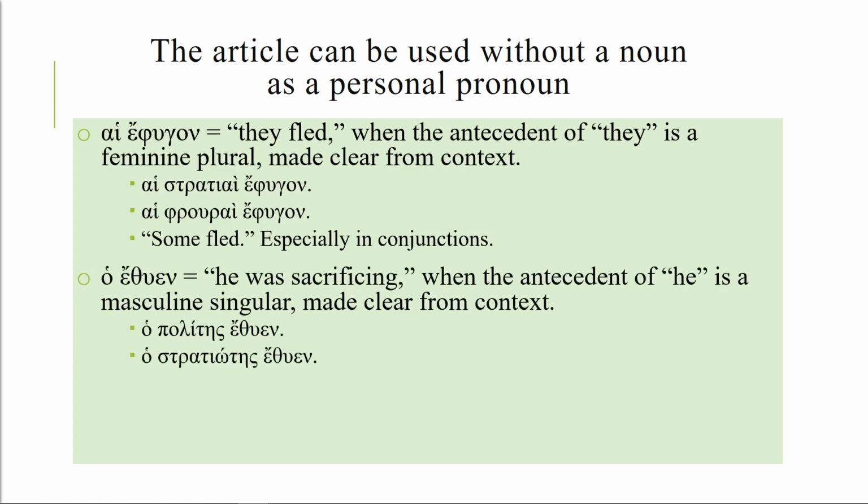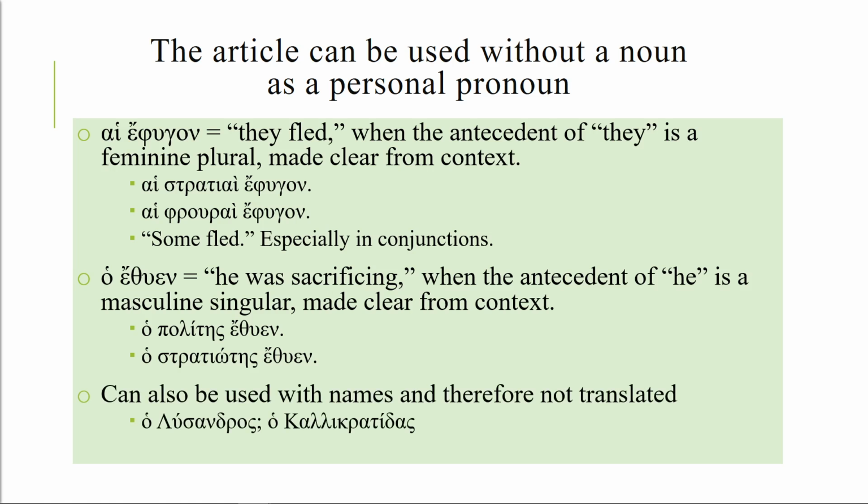masculine article, ho ethuen, he was sacrificing. Because we have the ho somewhere else in the sentence, we know it refers back to a polites, who is a citizen, or a stratiotes, which is a soldier. Also, the article often occurs with names, and obviously you don't translate them with names as a rule, although we do say the Piraeus for the place name, just like we say the Hague. But the article commonly occurs with names.